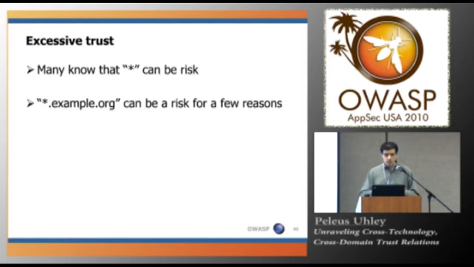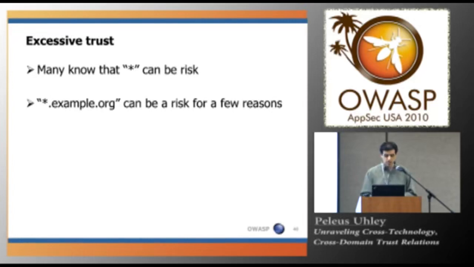And obviously, excessive trust can be an issue. Most people know that a wildcard permission can be very risky for a lot of domains, especially if they didn't actually need it. Whenever you're assigning domain permissions, you want to follow the principle of least privilege. And some sites will say, okay, well, I'm not going to assign star because that could be too risky. I don't necessarily trust every domain out there, but I might assign star.example.org. And that can be a risk for two reasons.